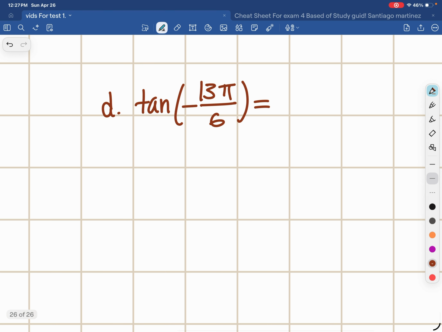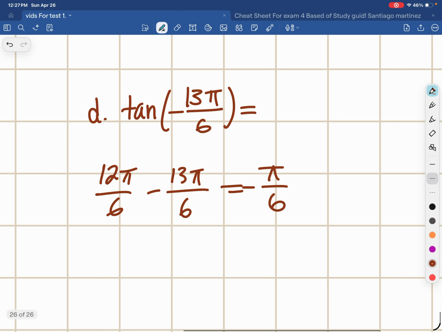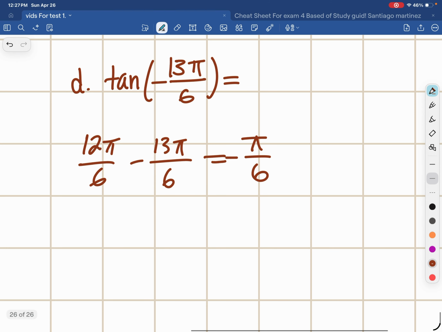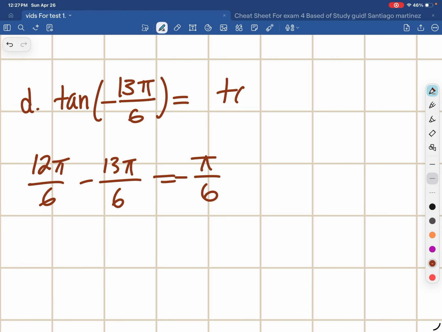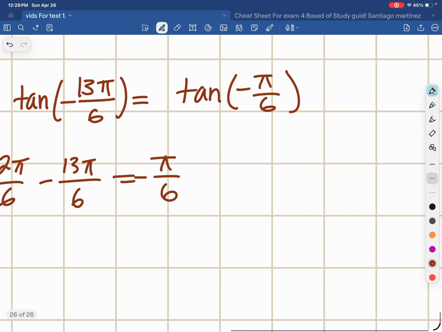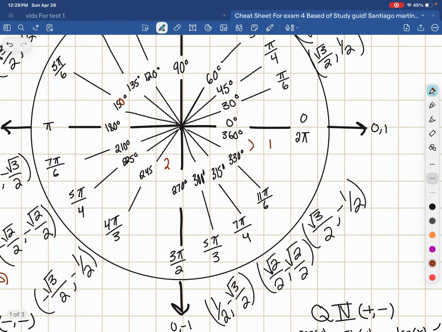So if we take 12 pi over 6 and we minus 13 pi over 6, we actually get negative pi over 6. And then we plug that in to this equation. So we go tangent of negative pi over 6. And we find where that value is, right? So like I said, if we're working backwards, negative pi over 6 going this way would be right here, right?